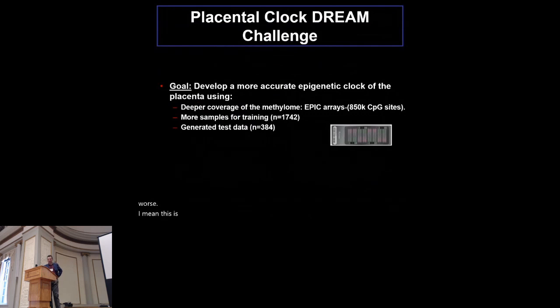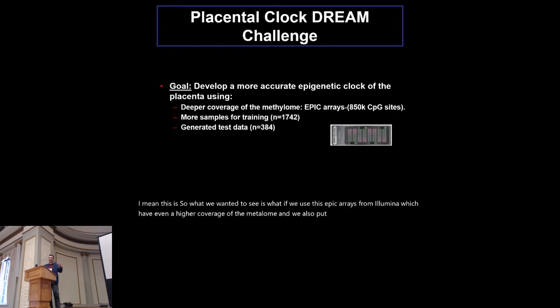So what we wanted to see is, well, what if we use these EPIC arrays from Illumina, which have even a higher coverage of the methylome, and we also put together more training data, and also a large test data set. Can we develop a better clock, and what can we learn out of that, right? So that was the goal of this challenge.